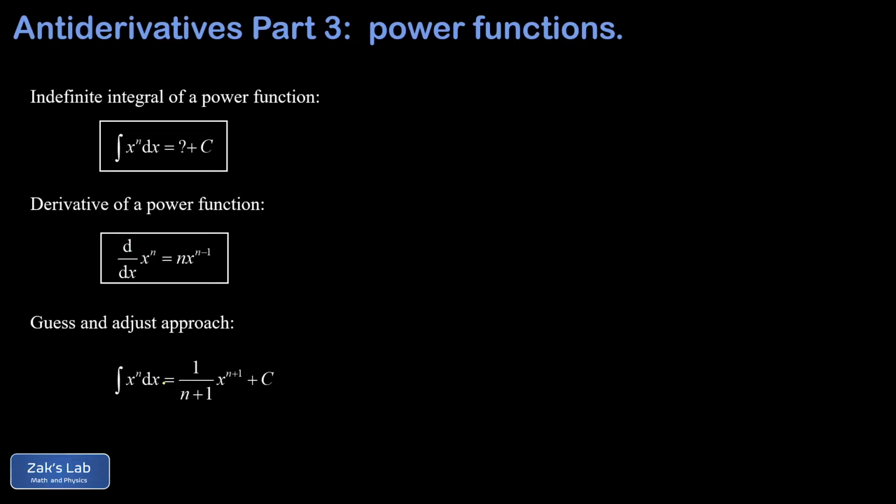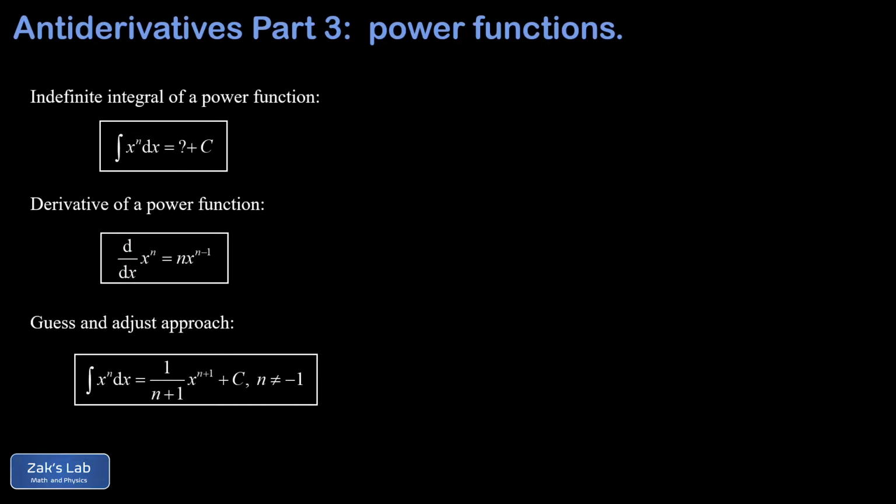But we have to be careful here to note that there's one value of n that doesn't work, and that's -1. Putting n equals -1 into this denominator would cause division by 0 and the result would be undefined. So we make a note on that. This only works if n is not equal to -1, and we'll get into the n equals -1 case on the next slide. First, we're going to work a few examples of how to use the power rule.